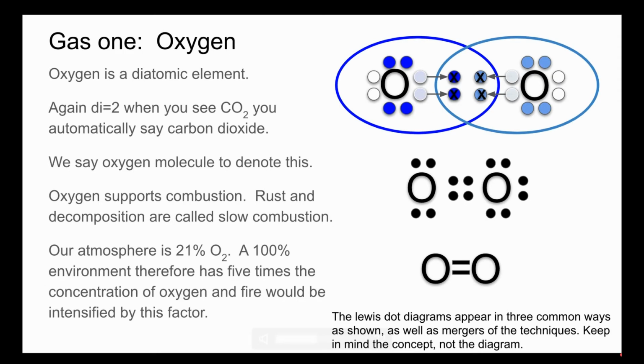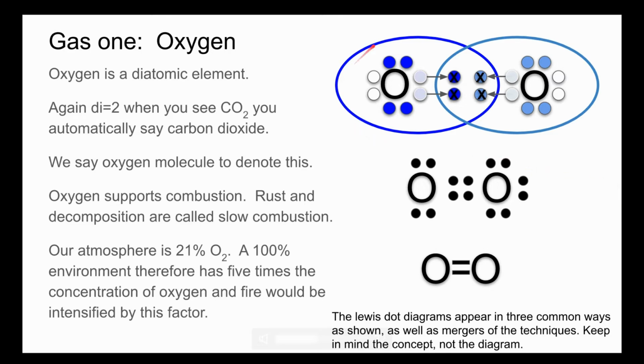Gas 1, oxygen. It's a diatomic element. Again, di is equal to 2. When you see CO2, you automatically say carbon dioxide. So you already knew. We say oxygen molecule to denote this. O is the element oxygen. O2 is the fact that it always comes out in pairs.